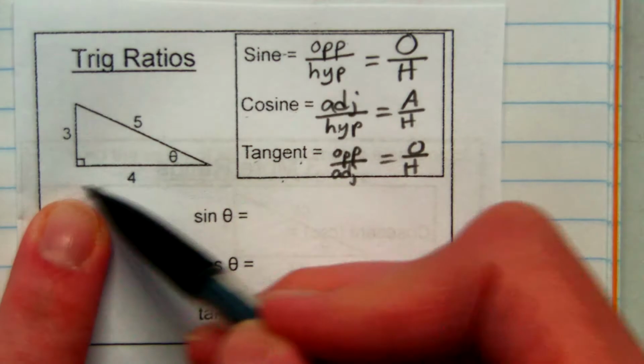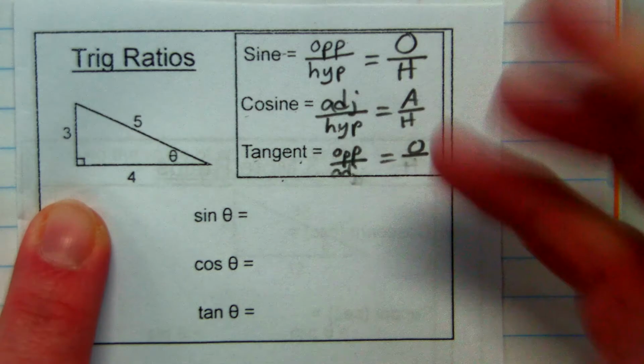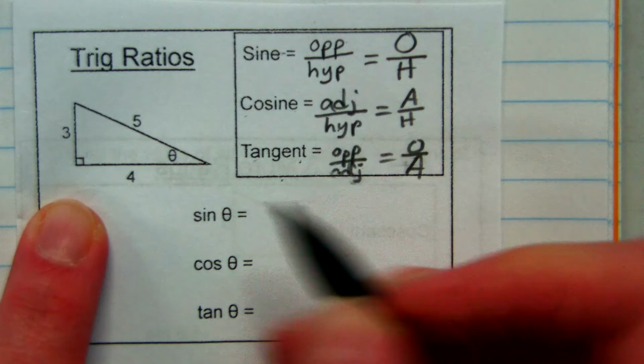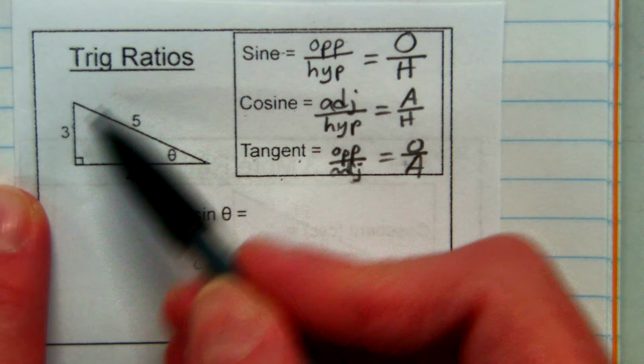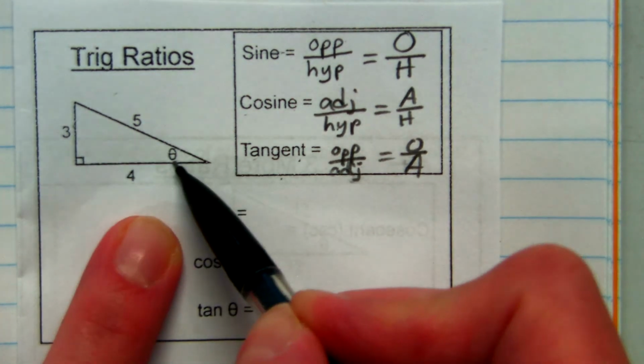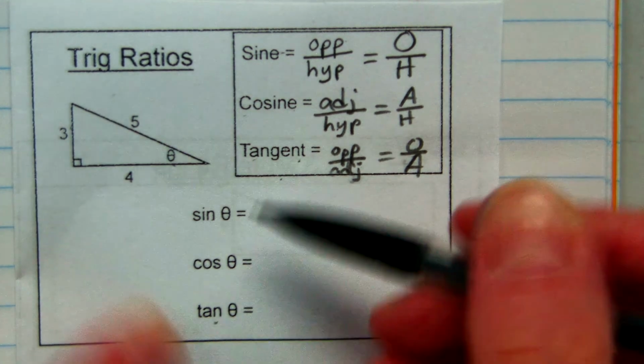And so here's our A. It should be opposite over adjacent, so that should be an A. Thank you, I did do that wrong. Gotta watch me. And so with this triangle, we can find the opposite, adjacent, and hypotenuse for angle theta, and then we can come up with the sine, cosine, and tangent ratios.